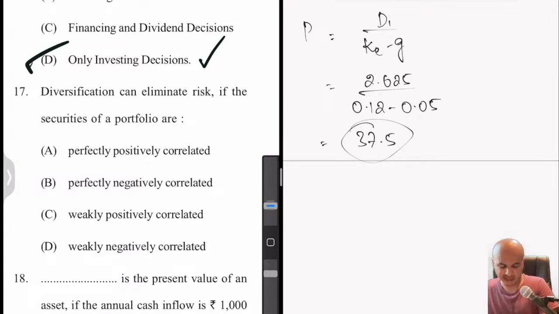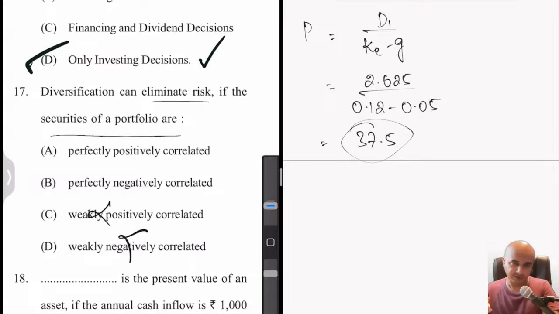Diversification can eliminate risk if the securities of a portfolio are perfectly positively correlated, perfectly negatively correlated, weakly positively correlated, and weakly negatively correlated. See, one thing is easy here in this question, because they say diversification can eliminate risk if securities of a portfolio are, you can easily ignore these two options. Weakly positively correlated and weakly negatively correlated obviously are not the right answers.